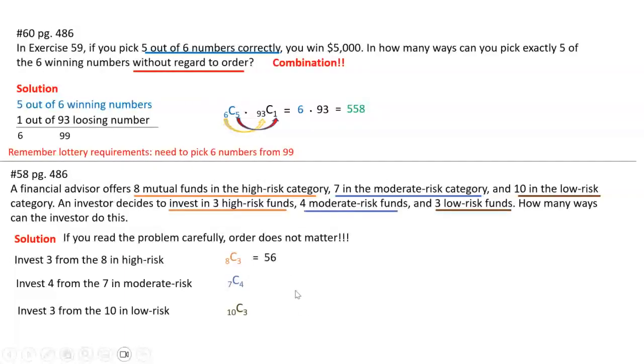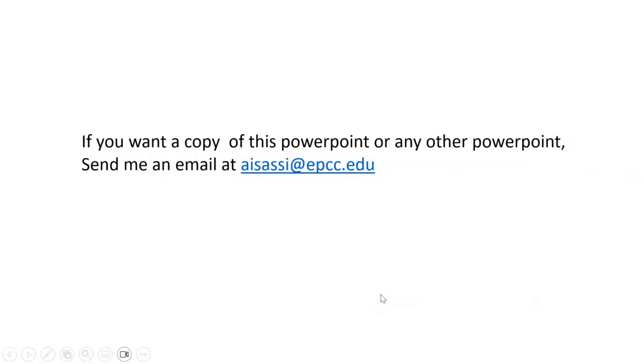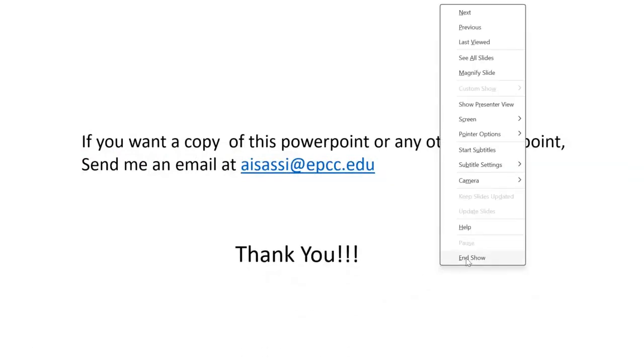So 8 combination 3 will be 56. 7 combination 4 will give you 35. And 10 combination 3 will give you 120. You multiply them out. And that's the answer, guys. 235,200 ways it can be done. And I believe this is it for this PowerPoint presentation.